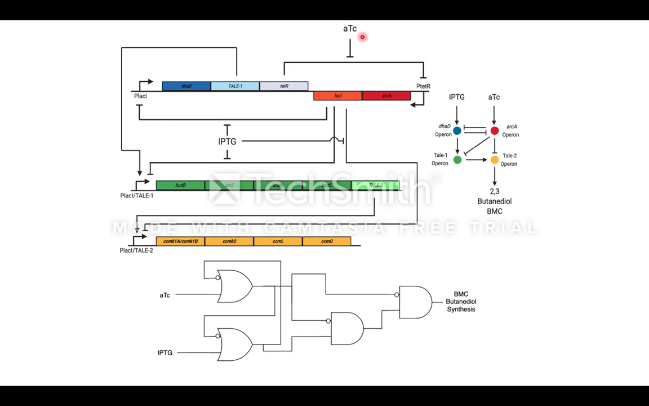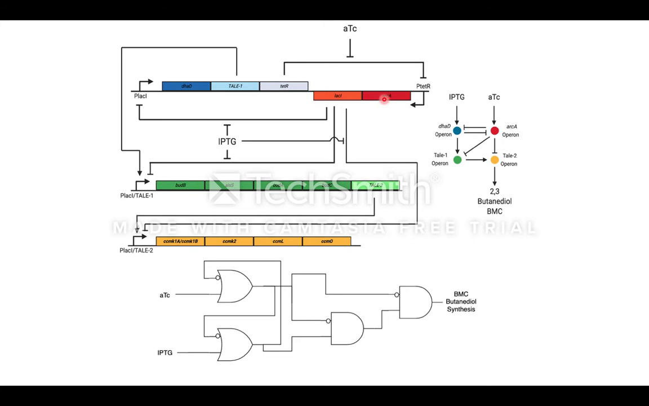induced by ATC. So what we basically have here is a Collins-Gardner style toggle switch, but instead of using heat as one of the factors, I decided to just use TET-R and LAC-I. And as you can see, the activation of the PLAC-I promoter, or the lack of LAC-I, produces DHAD, tail1, and TET-R.